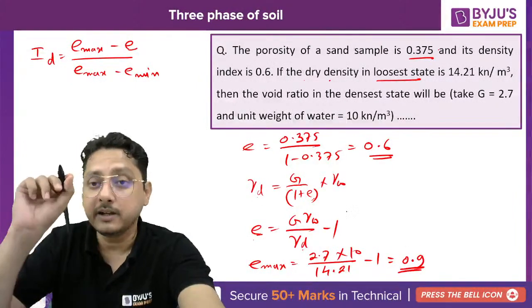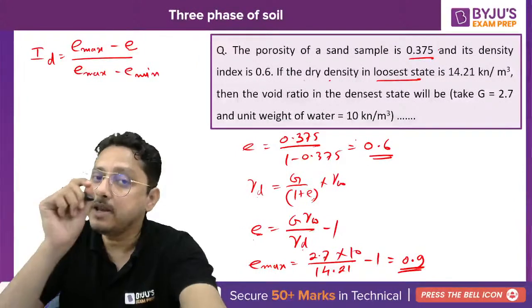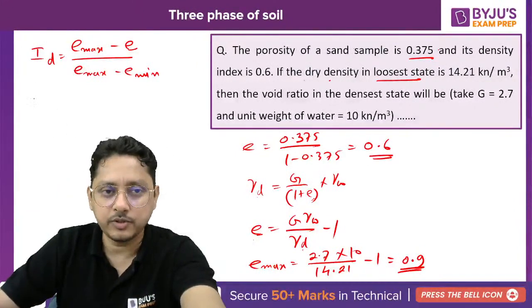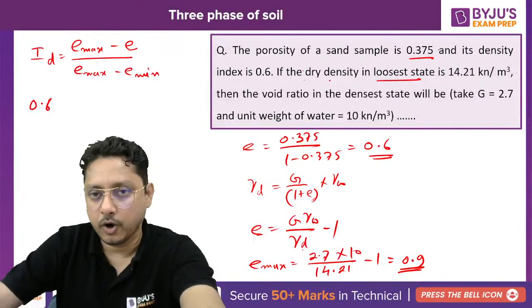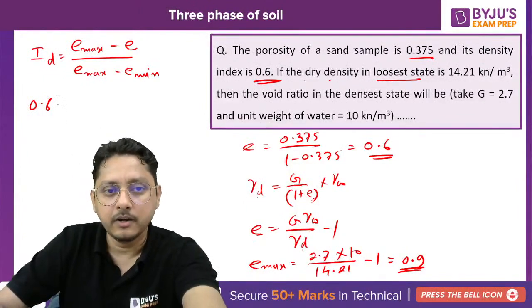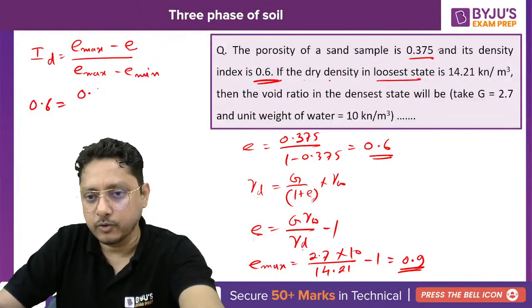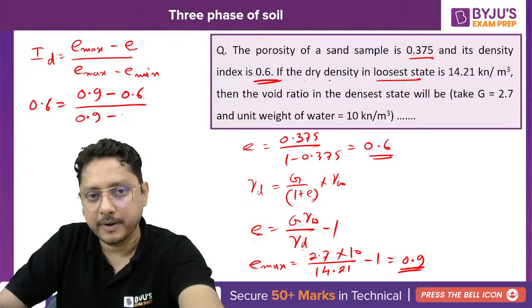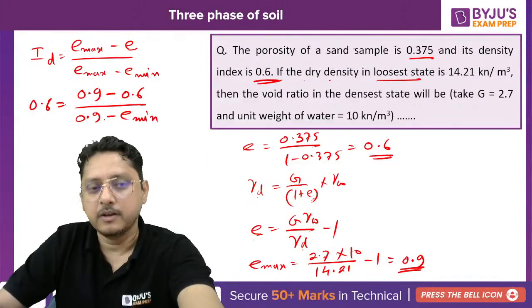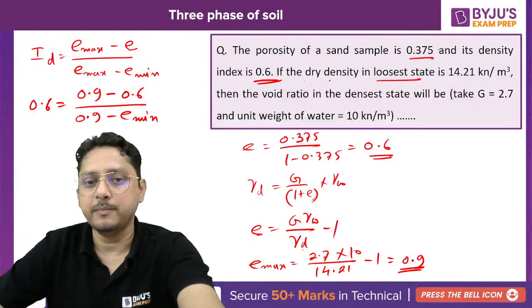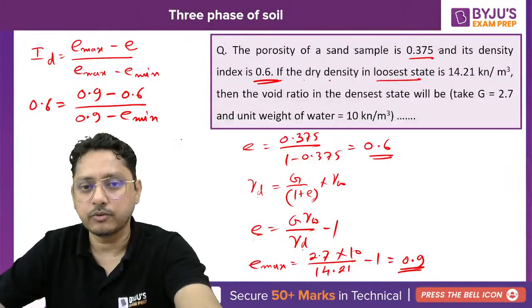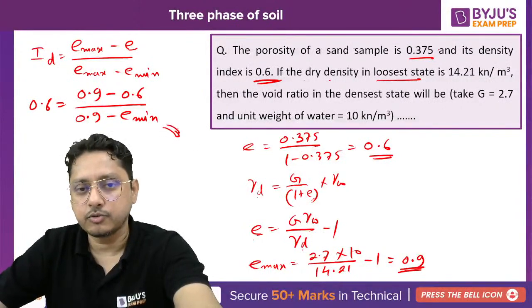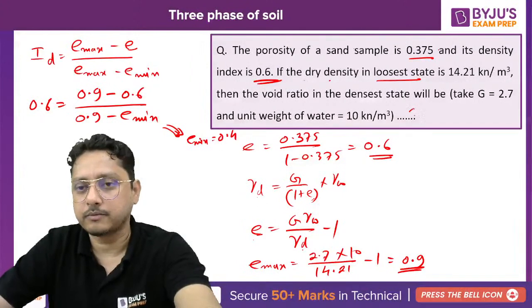He's asking in the densest state, meaning he's asking what is the minimum void ratio. Just keep the values here. This is 0.6, already given here. Density index will be equal to e maximum, which we have just calculated as 0.9, minus this e value, 0.6, divided by 0.9 minus e minimum. From here if you calculate, you will get e minimum equals 0.4. That's all.